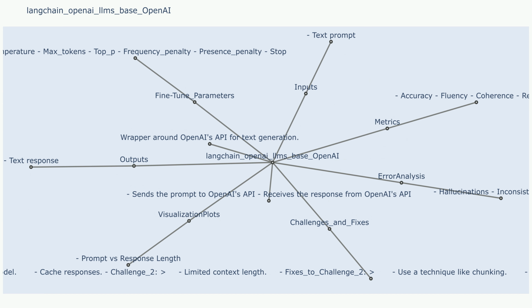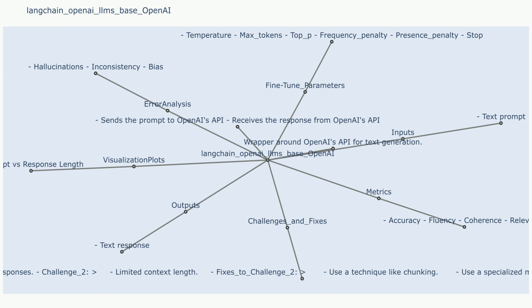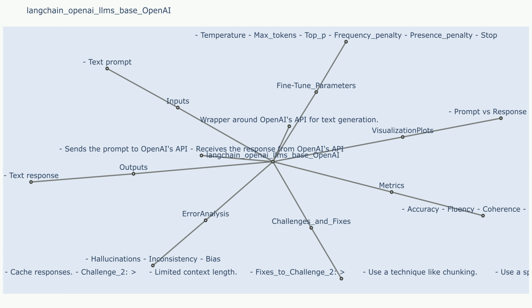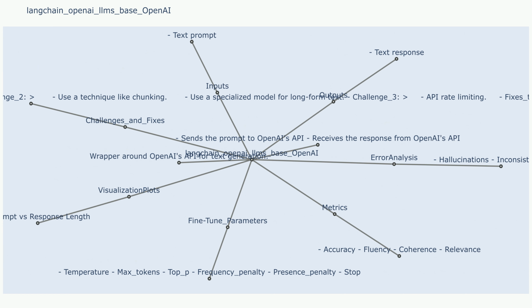Metrics. Metric 1: token count. A metric reflecting the number of tokens, words, or subword units used in the input prompt and the generated output. This is relevant for understanding the computational cost of using the LLM. Metric 2: API latency. The time taken for the OpenAI API to process the request and return the response. This is important for gauging the model's response speed.